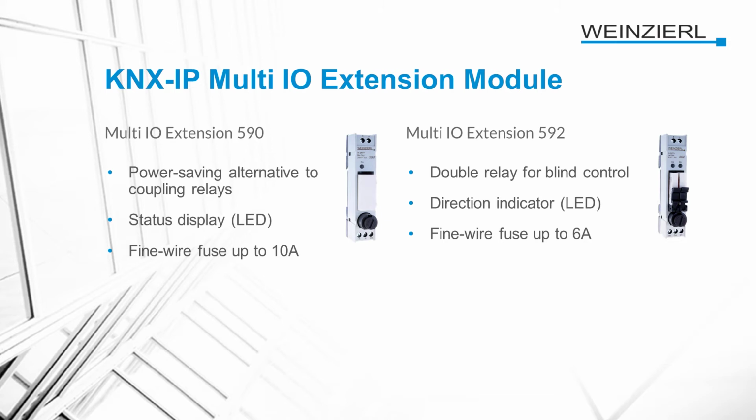There is also an additional module for blind control, the Multi IO extension 592. It consists of a double relay and a LED direction indicator. The blind control module also only occupies one universal connection of the Multi IO, and thus theoretically 48 blinds can be connected via one Multi IO. There is also a fine wire fuse with 6 amps on this module. The big advantage of these extension modules is that if a relay module is damaged, only the relay insert must be replaced and not the entire module.